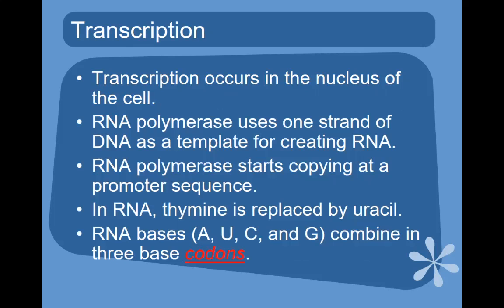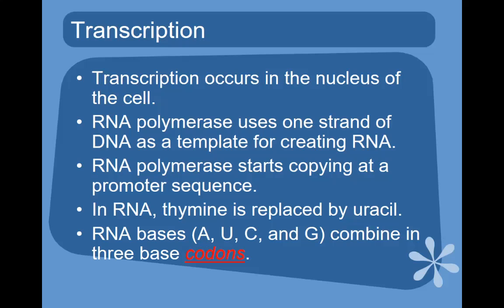We do that using an important enzyme known as RNA polymerase, which uses the template strand of DNA to create its RNA counterpart. So RNA polymerase starts copying at a promoter sequence and goes ahead and copies straight through until it reaches a stop. In RNA, thymine is replaced by uracil. Remember, T in DNA, but U in RNA.